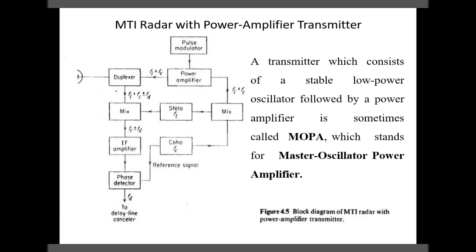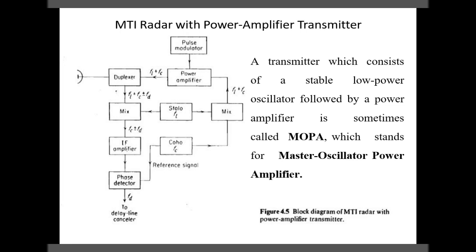IF amplifier... the phase of the signals and the coherent oscillator phase signals are equal. Then this is given to the phase detector, that is the FC frequency, the coherent oscillator frequency, as well as the IF amplifier signal. Both are given to the phase detector. So whatever the difference in the phase that is found out, that is FD, and that is given to the delay line. This is the actual basic block diagram for this MTI radar. We will see it in detail.